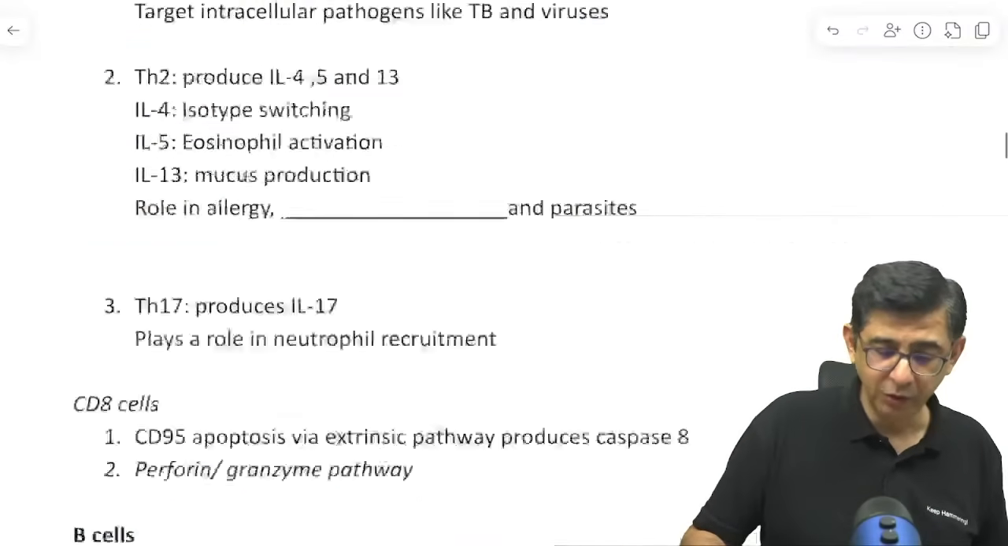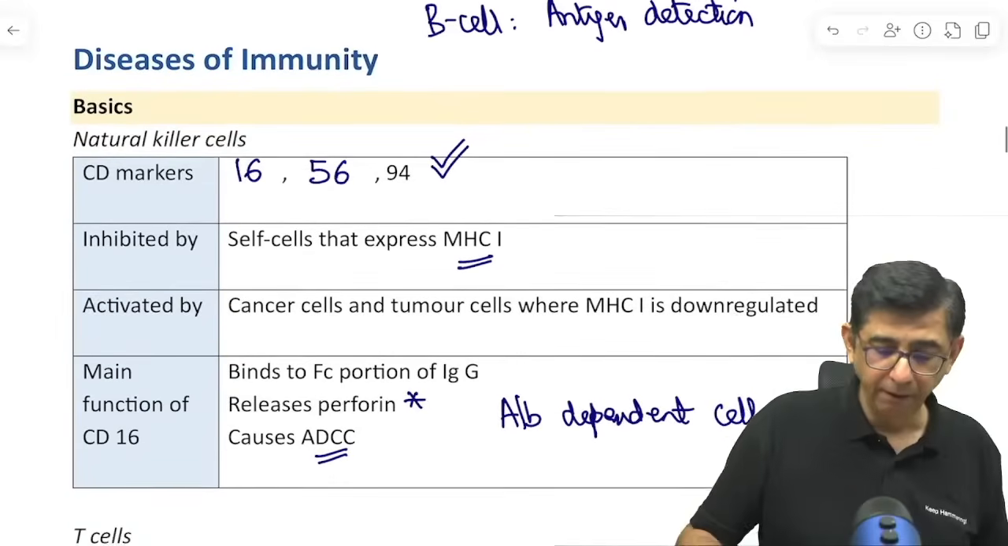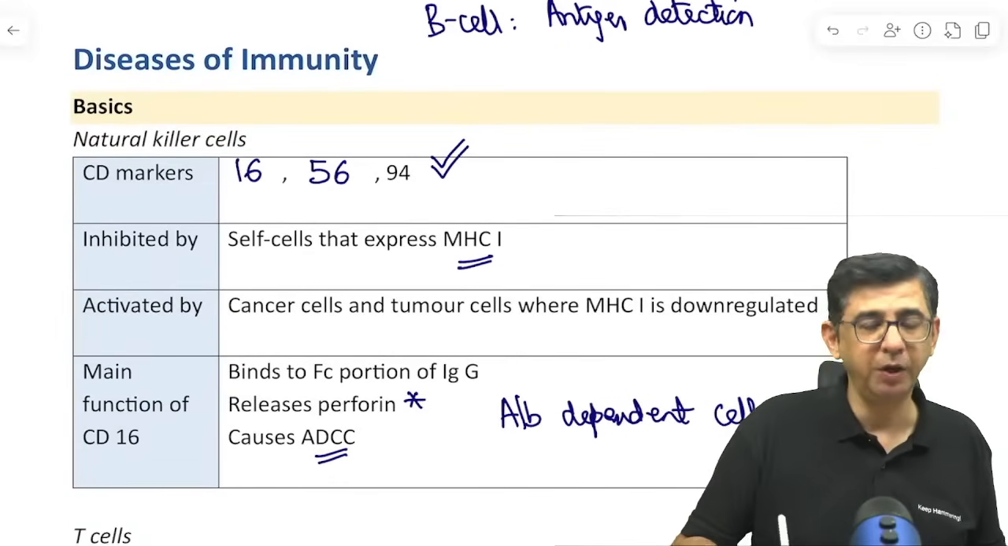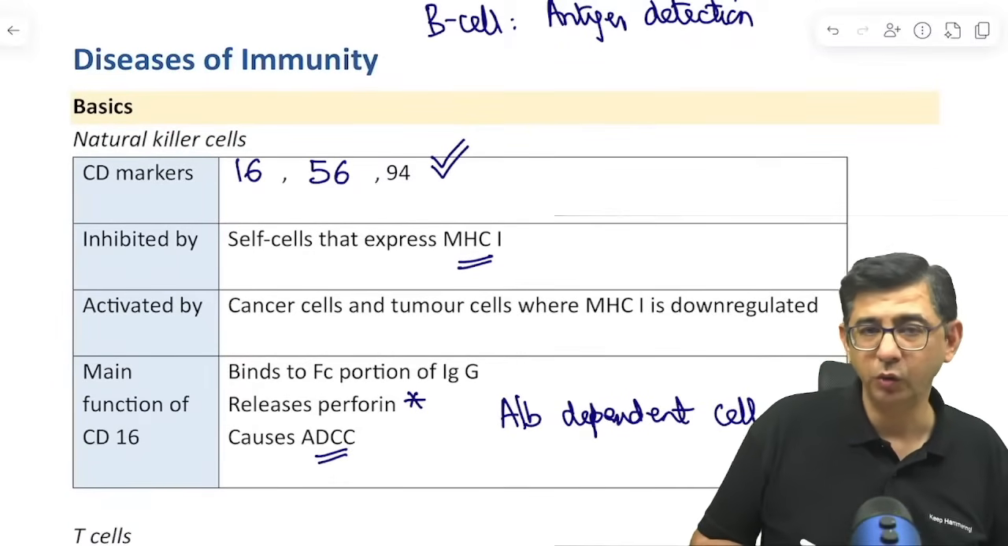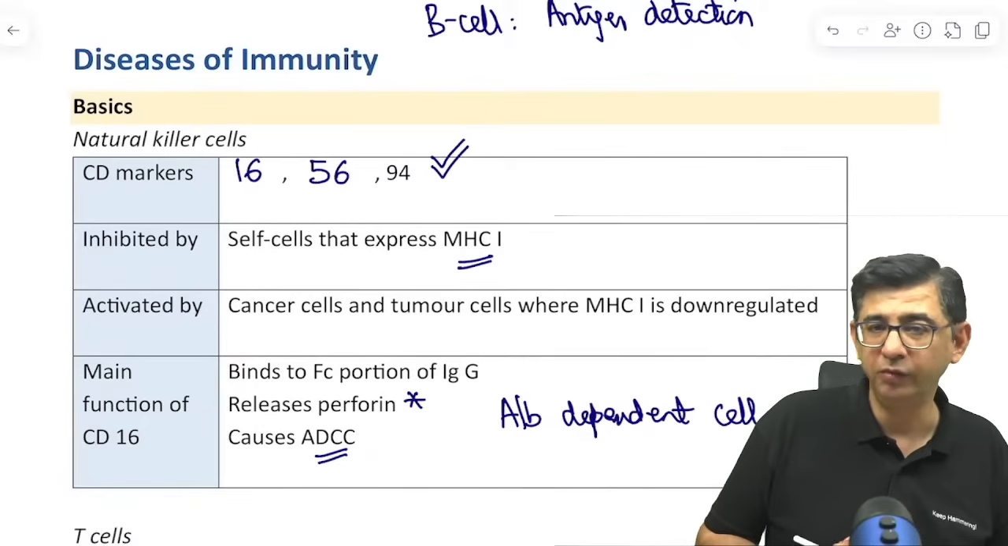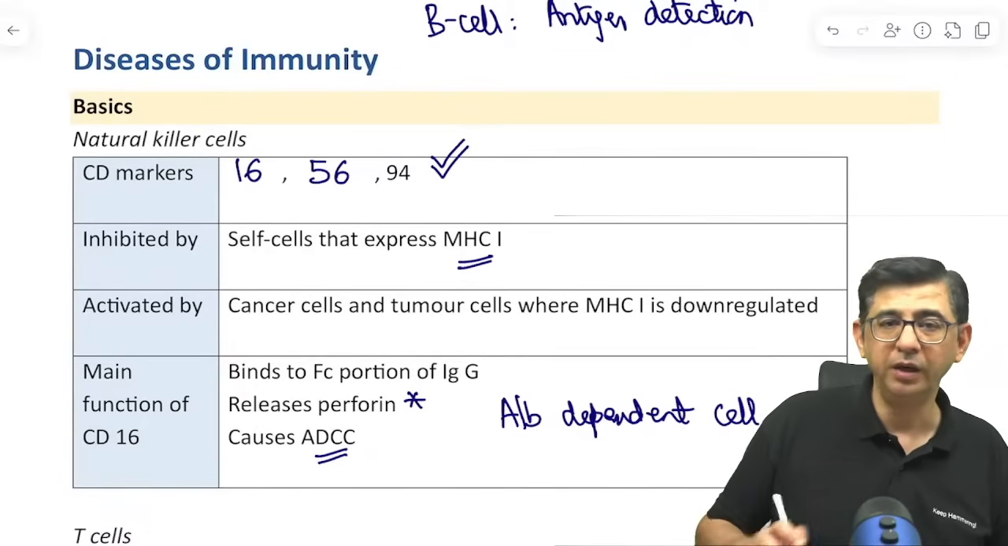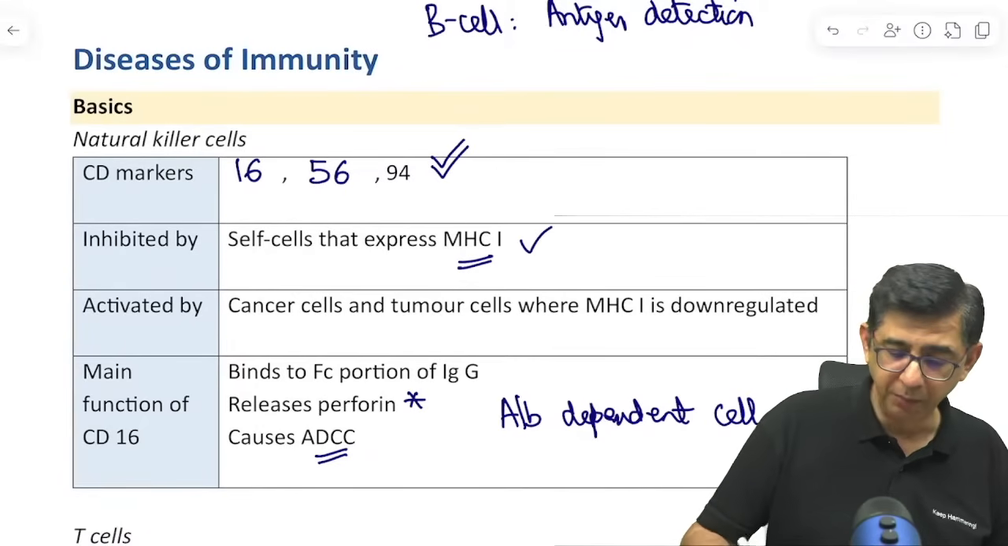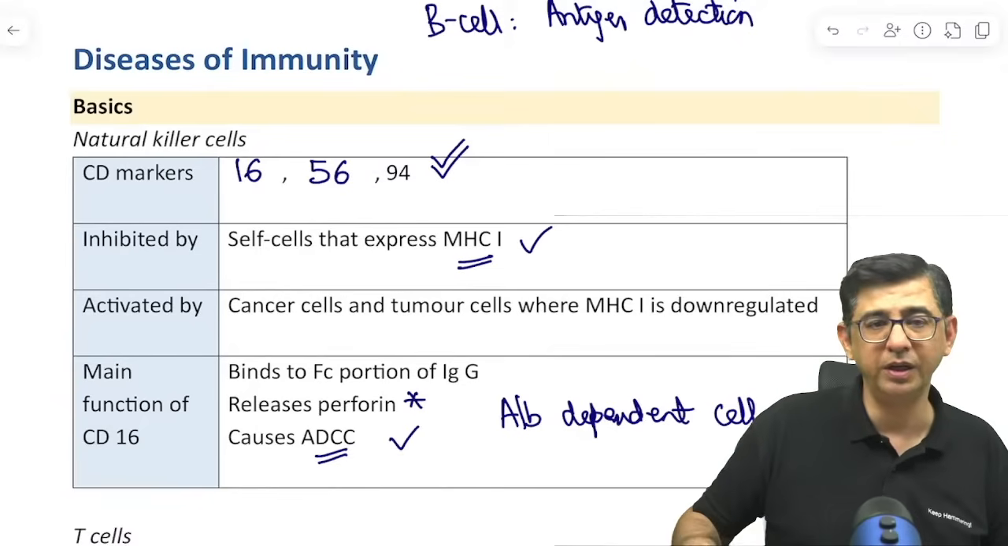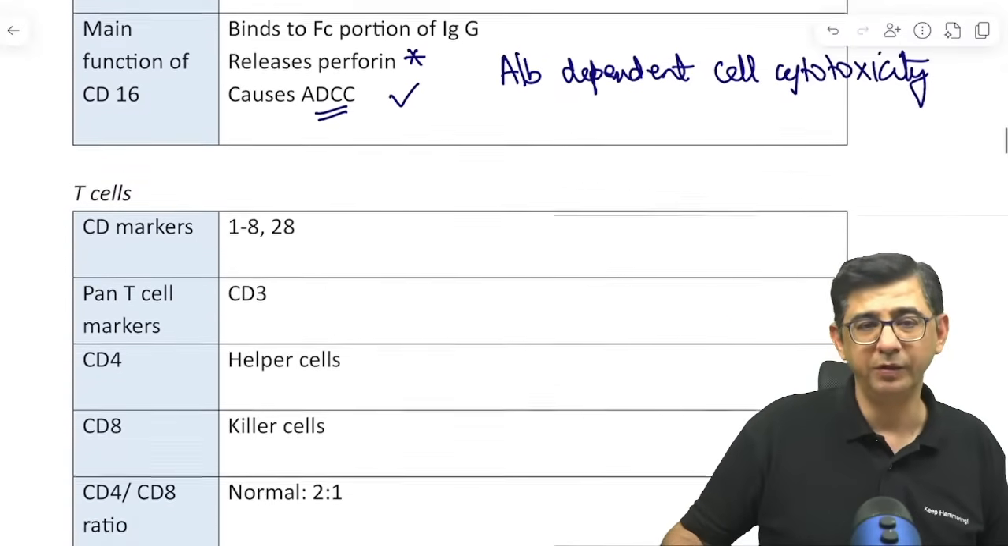Now the aspects to be remembered would be, पहले तो हमने नेचुरल किलर सेल्स के बारे में पढ़ा, उसके नंबर्स को याद किया, 16, 56 and 94 with the inhibition part and ADCC. 3 points to be remembered for natural killer cell. Then is the T cell related details.